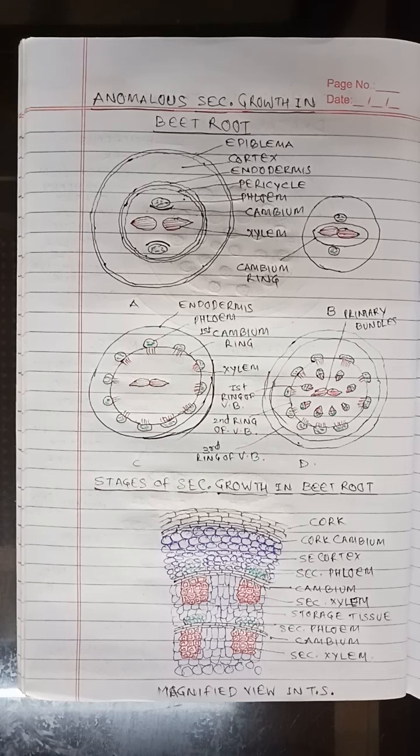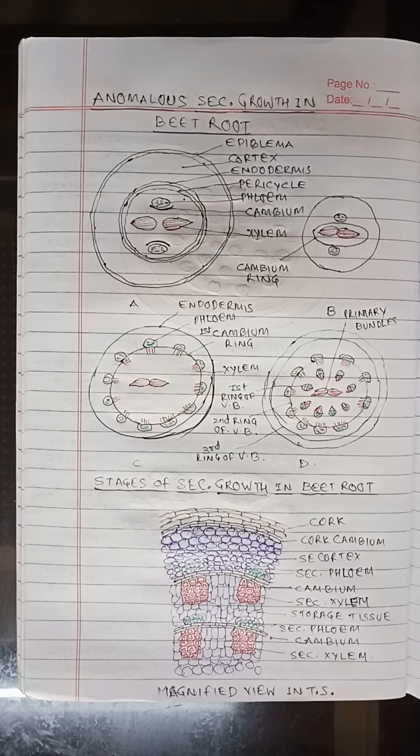When young, it shows typical normal diarch structures. Diarch means presence of two xylem bundles and two phloem bundles which are radially arranged, means they are on different radii.